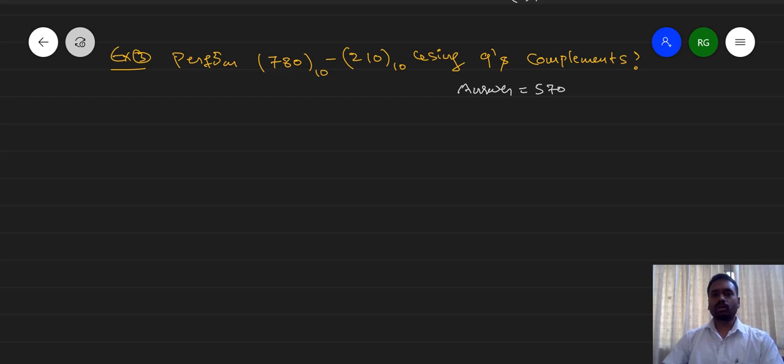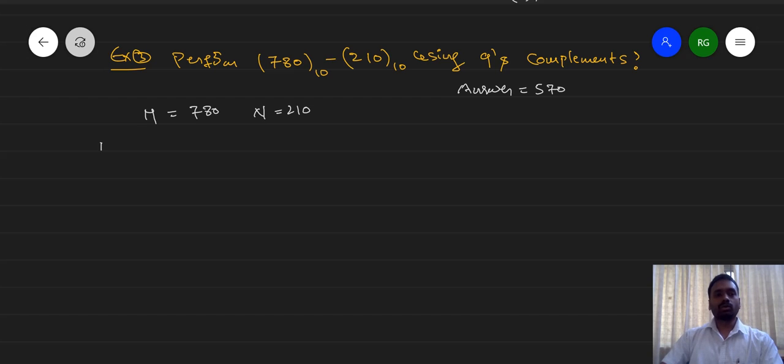So we know we can directly subtract, because we already know how to perform subtraction, but in this subtraction we are using complements. That means we do the addition operation but we will get the subtraction result, right? So let us see how this can be done. First, identify the values of m and n. My m value is equal to 780 and my n value is equal to 210.